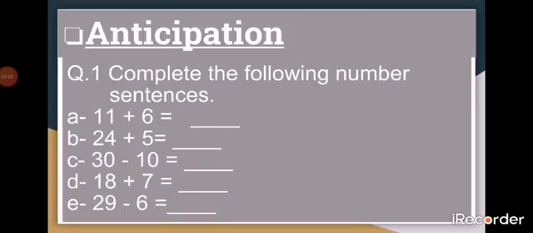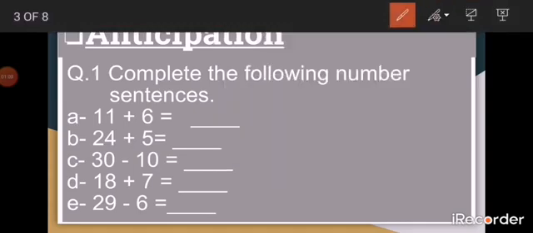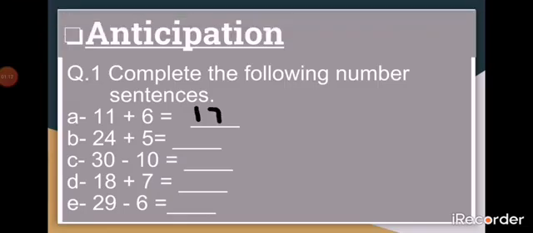Now, first we will recall our addition and subtraction facts. Complete the following number sentences. A. 11 plus 6 is equal to dash. So, put the bigger number in mind and count on 6 numbers on your fingers. Put 11 in mind. Now count on 12, 13, 14, 15, 16, 17. Stop. Now write 17 because our answer is 17.